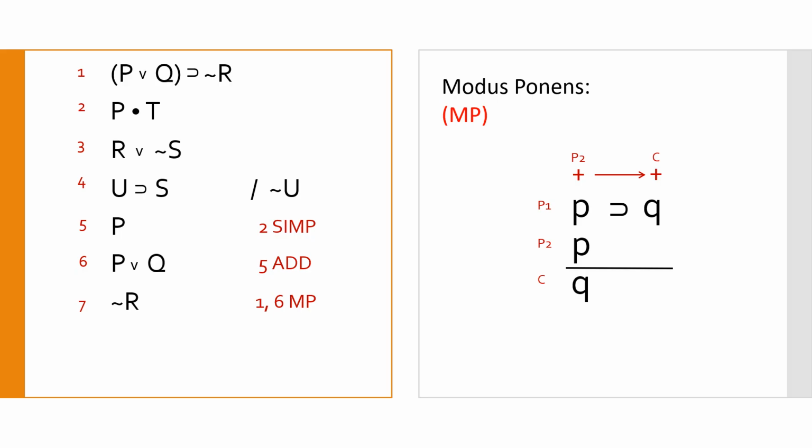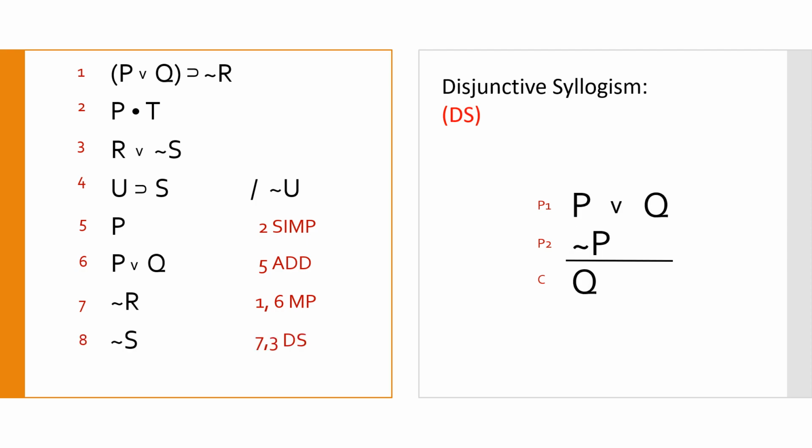If we know that P or Q is true, which we got in line 6, then connecting that with line 1, which is a conditional statement, is going to prove to us that not R must be the case. And we're doing this simply by the rule of modus ponens. Now, of course, in line 7, we've proven that not R is the case.